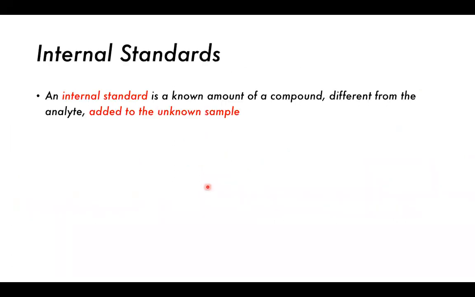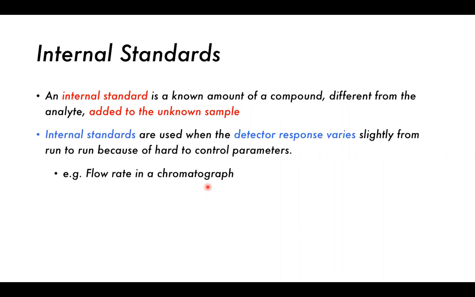So an internal standard is another way of going about this, different from the standard addition method. And so in this case, we add a known amount of a standard to our unknown sample. And so this is only really possible whenever we know how the instrument will respond to our analyte and how it will also respond to our internal standard. But we can determine that. So internal standards are used when the detector response varies slightly from run to run because of hard to control parameters, such as flow rate in a chromatograph.